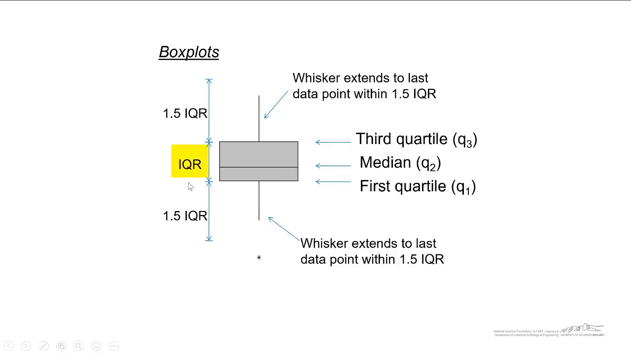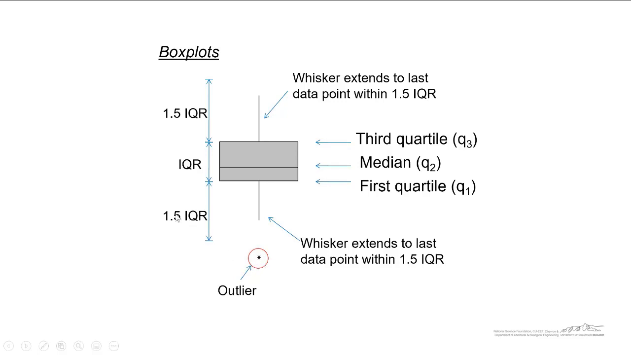The interquartile range is the difference between the third quartile and the first quartile. What we do is we extend 1.5 interquartile ranges from the third quartile and down from the first quartile. These whiskers extend to the last data point within 1.5 interquartile ranges. So the very end of this whisker would be the last data point that is within 1.5 IQR, and same thing up here. Anything that lies outside of 1.5 IQR, which is also known as an inner fence, is denoted as an outlier, and that's what's denoted here by this asterisk.